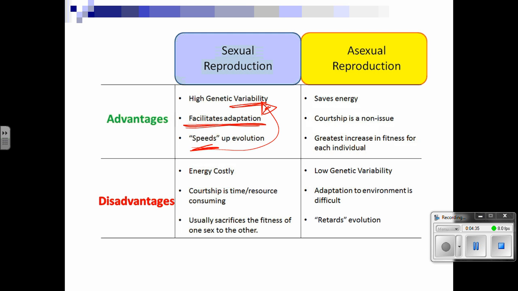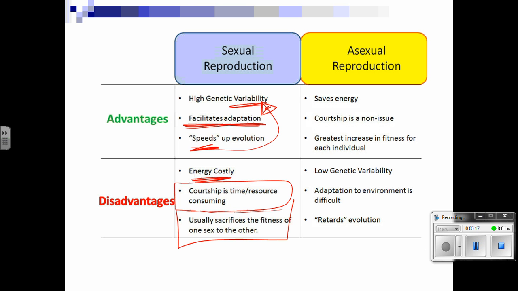The disadvantages of sexual reproduction is that it costs a lot of energy because it usually involves more than just a cell dividing. There's two gametes that have to come together, which means there's energy in that, plus the energy in creating the gametes, creating the egg or creating the sperm. A lot of times when you're talking about animals, you're talking about a courtship, time, resource consuming for that to happen, just putting that into effort. And it usually sacrifices the fitness of one sex to the other. And so there's a disparity there between the sexes.